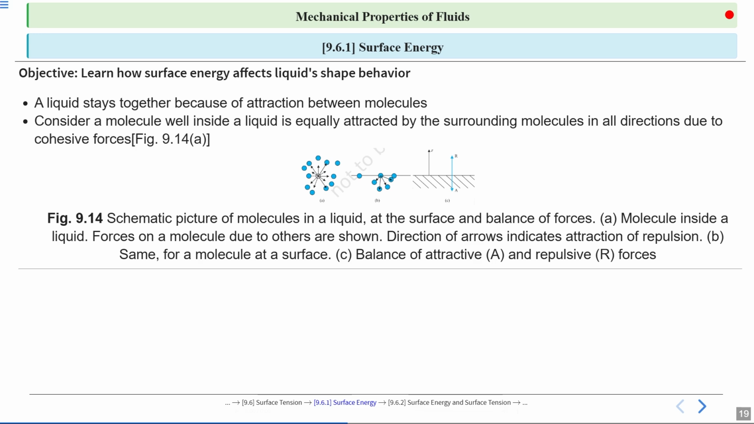Take a look at figure 9.14. A schematic picture of molecules in a liquid at the surface and the balance of forces. A, a molecule inside the liquid; forces on the molecule due to others are shown. The direction of arrows indicates attraction or repulsion. B, the same for a molecule at a surface, and C, the balance of attractive A and repulsive R forces.